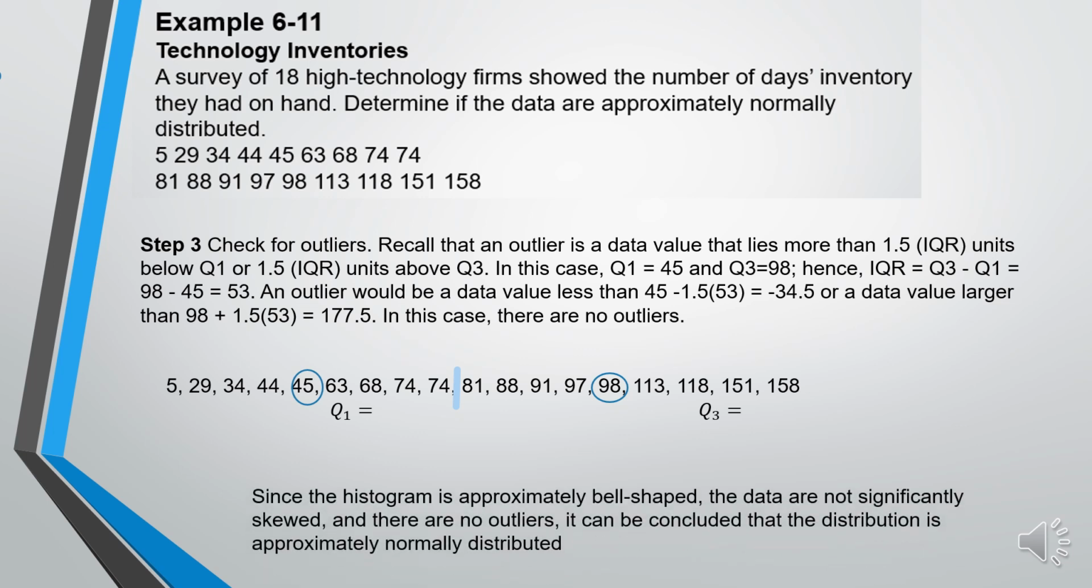Since the histogram is approximately bell-shaped, the data are not significantly skewed, and there are no outliers. It can be concluded that the distribution is approximately normally distributed.